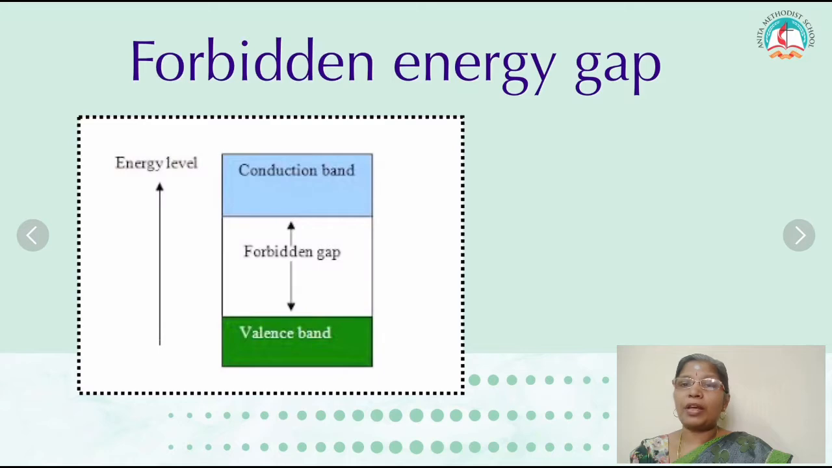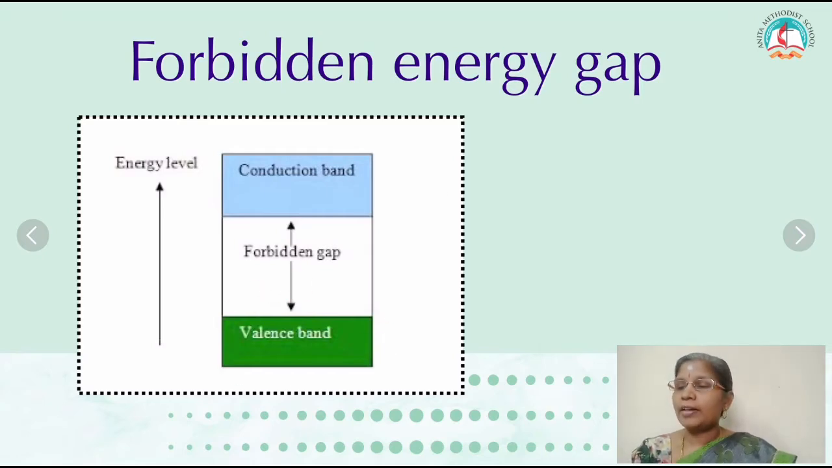First we will see the meaning of forbidden energy gap. What is forbidden energy gap? The gap between the valence band and the conduction band. That is called forbidden energy gap.